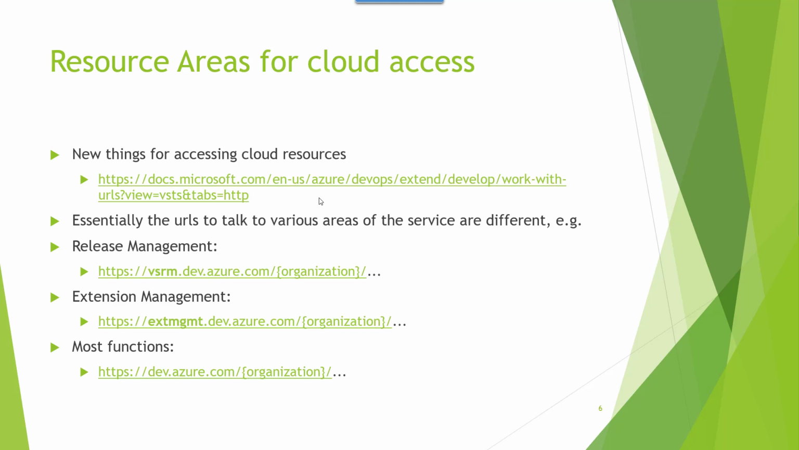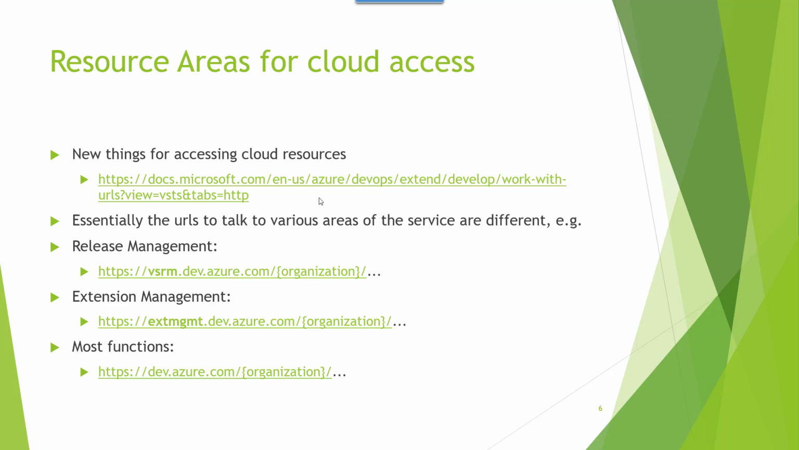So for the cloud, we need to access the resource areas URL. And essentially, when you use this particular functionality, you give it the name of your account and you give it the resource that you're interested in. So resource management, extension management, etc. And then the GUID for that particular service that you're looking for. And then it'll return a URL in the form that we have here.